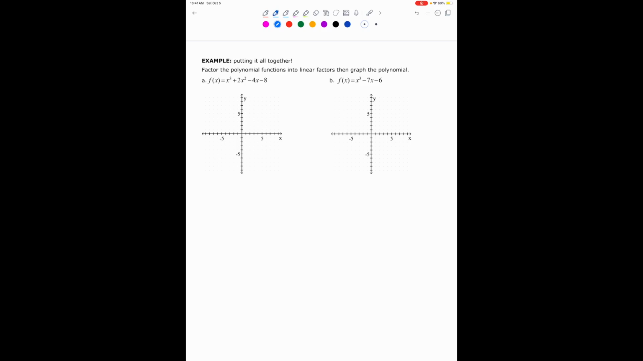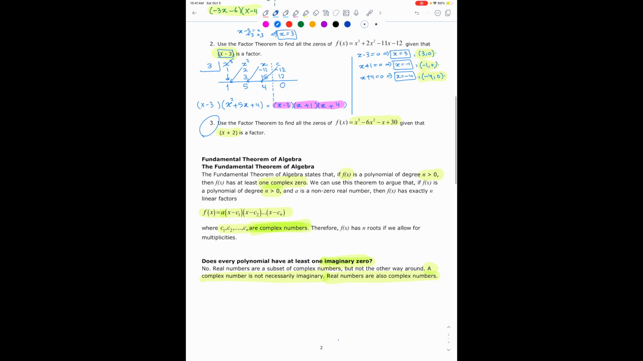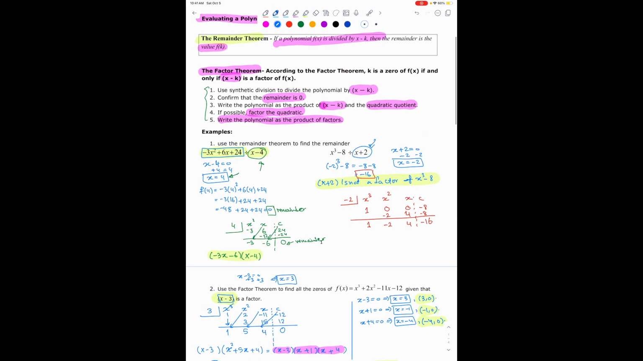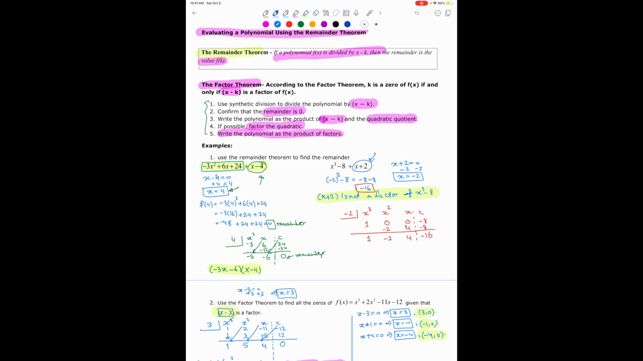Putting it all together. So what did we learn so far? We learned, first, we can use the remainder theorem to see if a number is going to be a factor. We're going to use this if the first factor is not given to us. So we need to look for a factor to begin with.